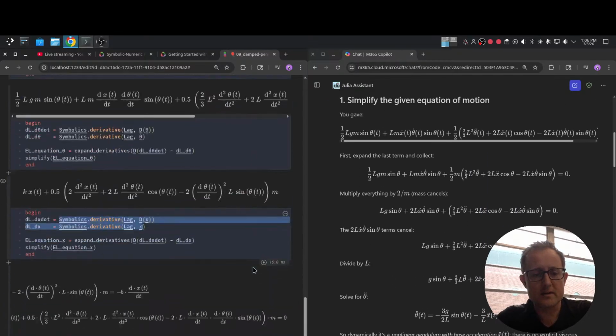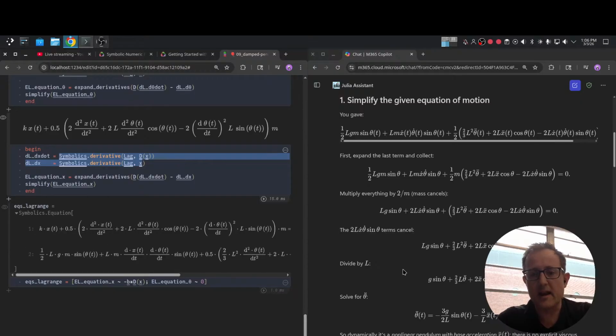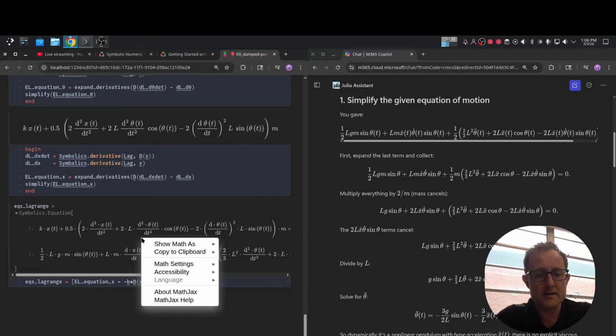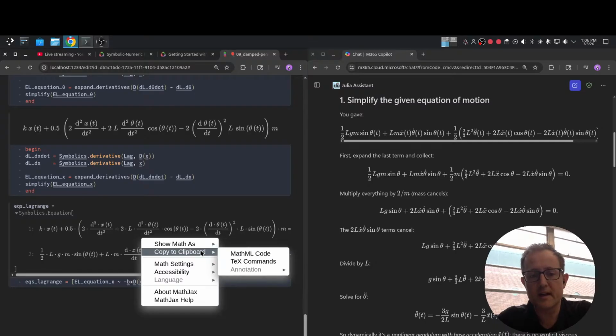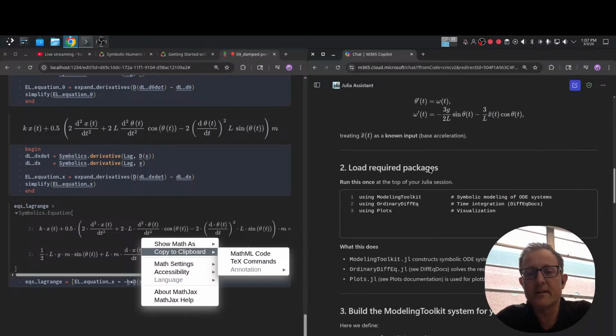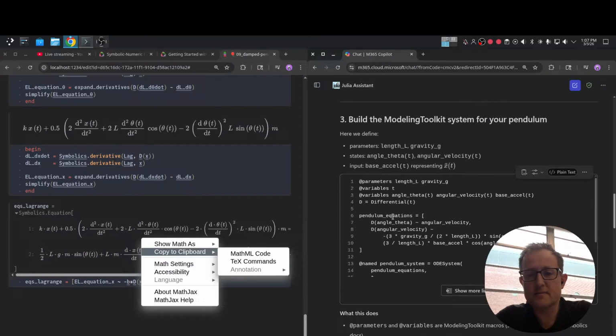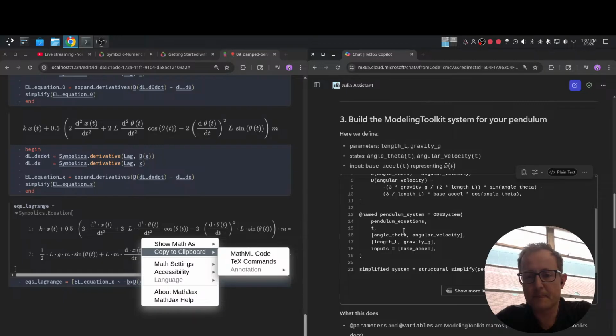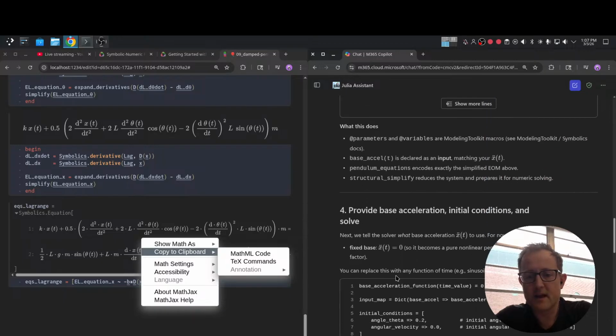Next, what I did was I took this end result, and because it's a math equation, I can copy it as a LaTeX command, and AI is pretty good at reading LaTeX. So let's see. It's trying to help me. It's trying to do some simplification, which I didn't really want it to do, but that's all right. And now it is loading some stuff, and I just want to see if this is actually working.